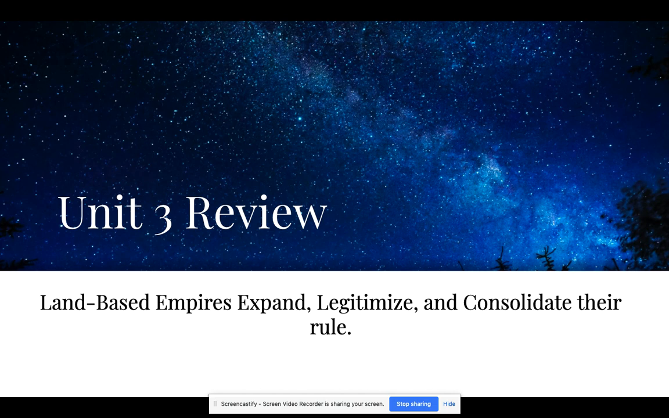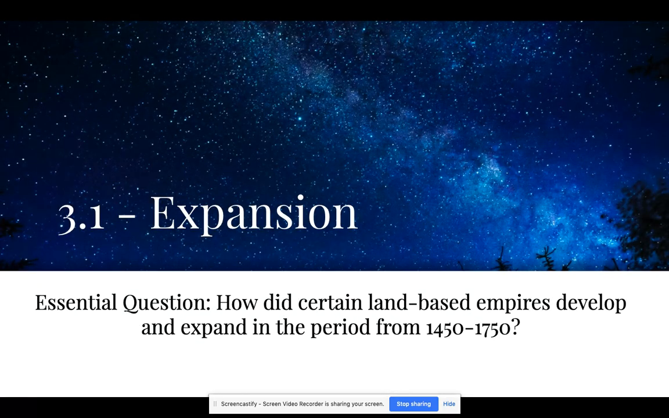So, Unit 3 is all about land-based empires. That's like the Ottoman, Safavid, Mughal, the Gunpowder empires, and then also Russia, a little bit of France, China. These are the empires that trade mostly over land, expand over land, but don't do so much maritime travel. Unit 3 talks all about how they expand, legitimize, and consolidate their rule. I feel like this is stuff that we know really well, so I'm going to move fast, but I'm going to highlight what's important. So 3.1 is expansion.